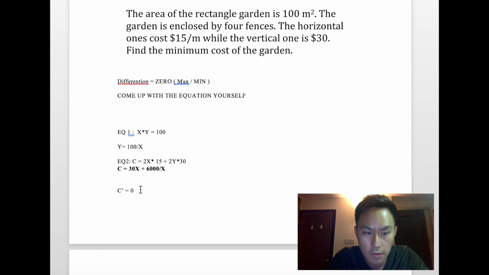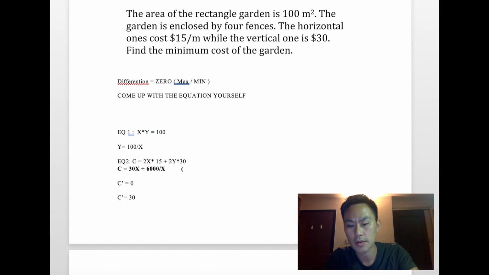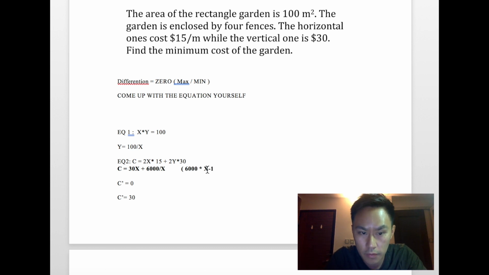So when I have this extra information, I can solve the equation, because all I need to do is differentiate. C prime is equal to 30, because we just differentiate that, and we have 30 right here. And then this one will be how many? Because it's 6,000 over x, that means 6,000 times x to the power of negative 1, right?